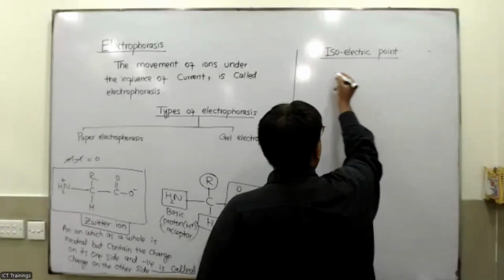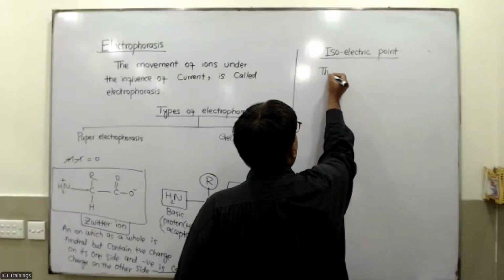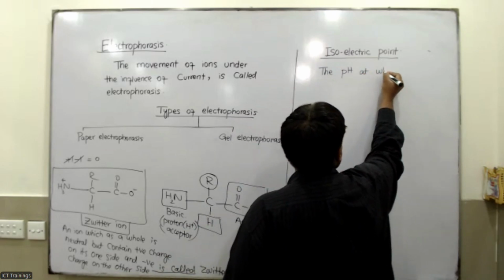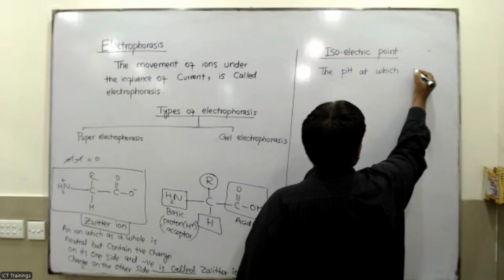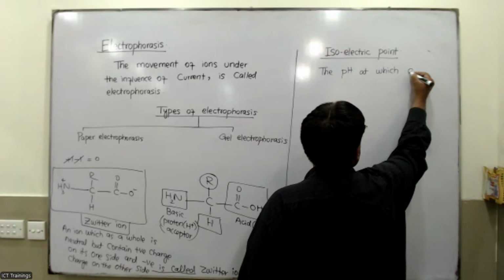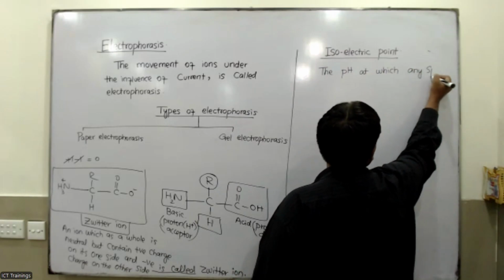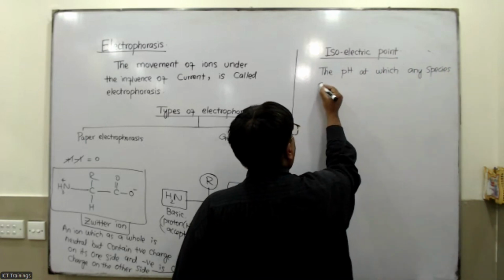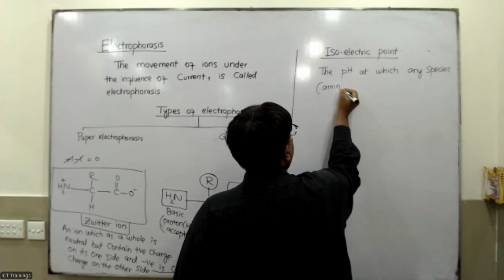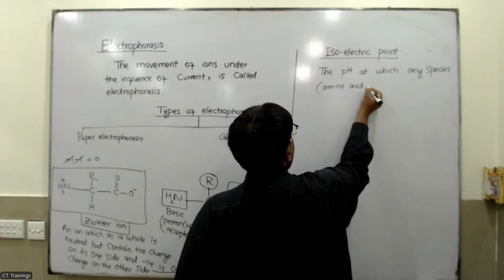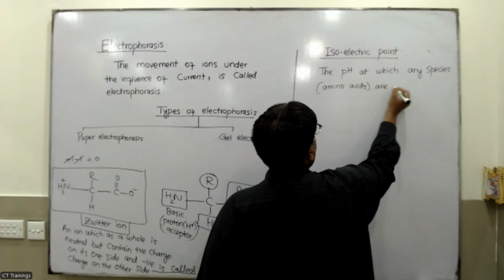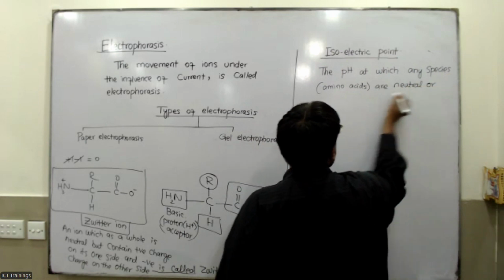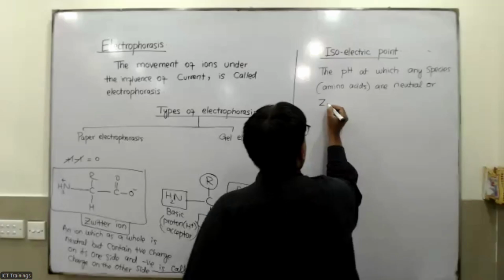Okay, so the isoelectric point is the pH at which any species, particularly we are going to discuss the amino acids, is neutral or in Zwitter ion form.